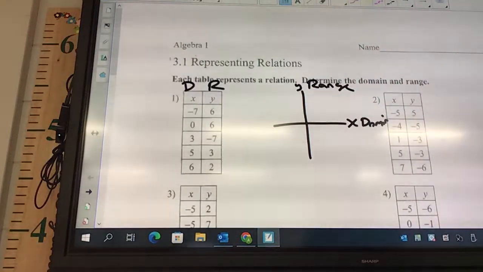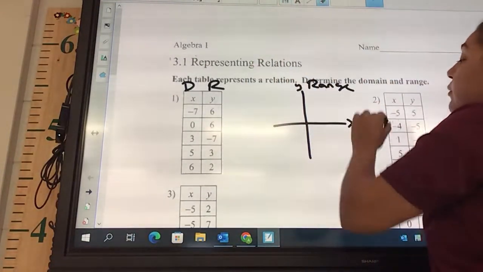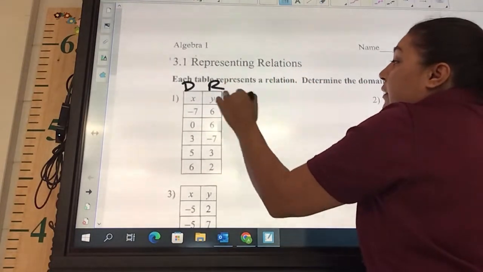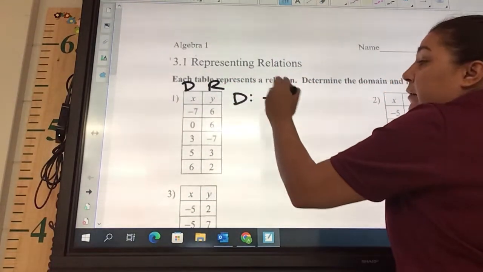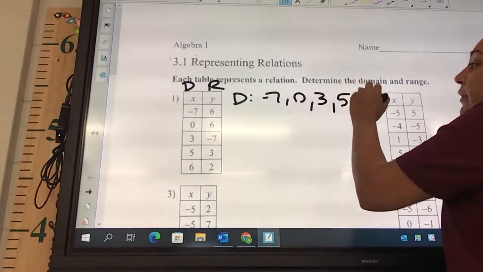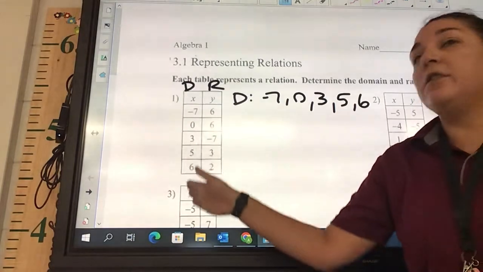So all you're gonna do for this part, and I'm gonna erase this because I won't have enough room, okay? The domain then is gonna be -7, just 0, 3, 5, and 6. Okay, this is the domain.